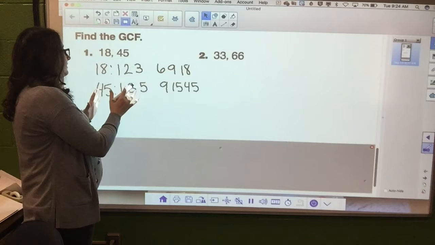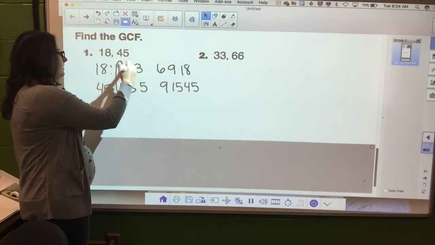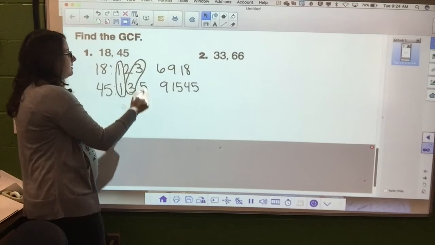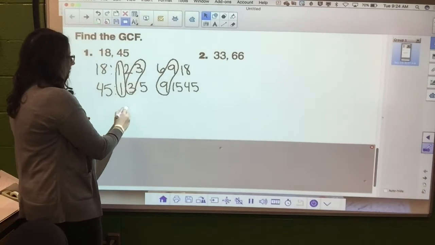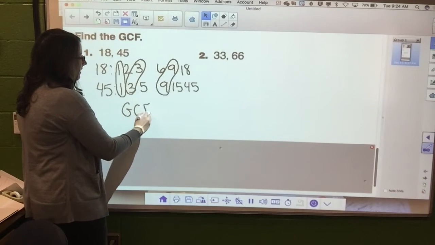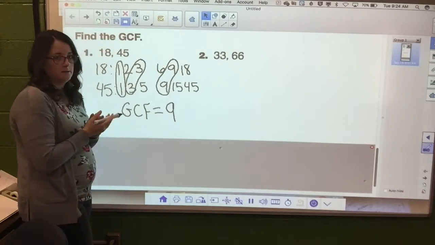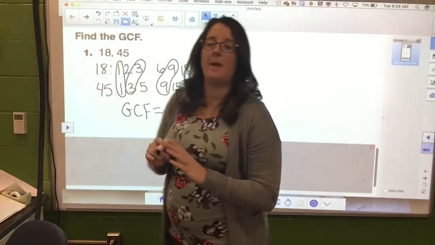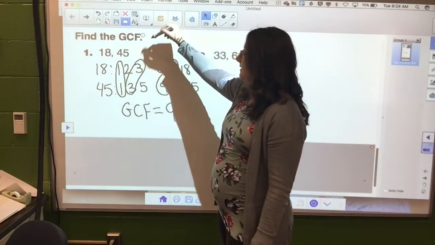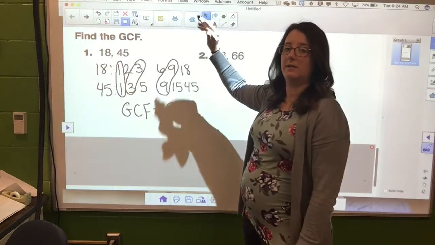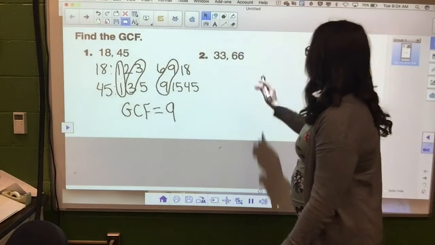So, now we're going to go through and find our common factors. We have 1, we have 3, and we have 9. So the greatest common factor for 18 and 45 is 9. So you really need to make sure you're paying attention to what the directions are asking. Is it asking to find the GCF, or is it asking to find the LCM, least common multiple? Here we're finding greatest common factor.